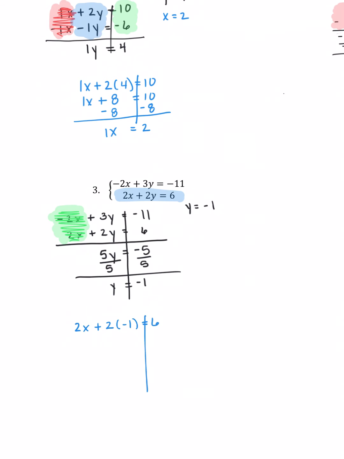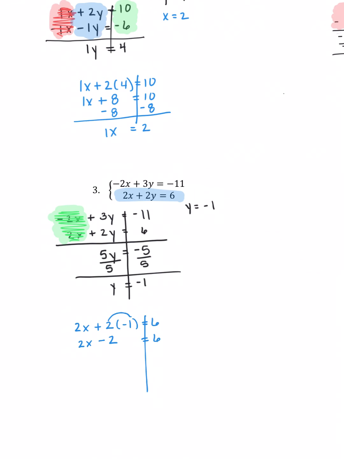Okay, now we're going to simplify. We can't do anything with 2x. That's still going to be a 2x, but we can take that 2 times that negative 1. 2 times negative 1 gives me a negative 2. So instead of plus a negative, I'm just going to write negative 2. Okay, and this 6 stays the same.